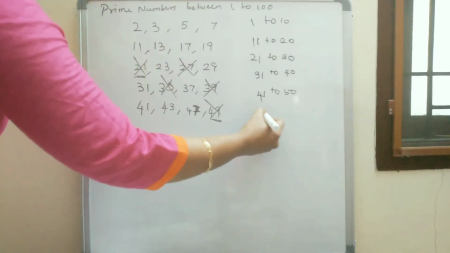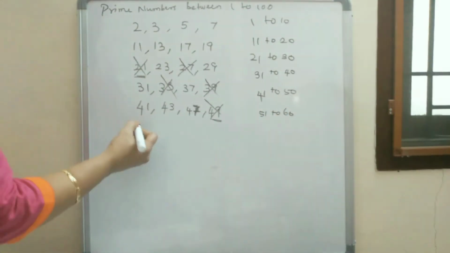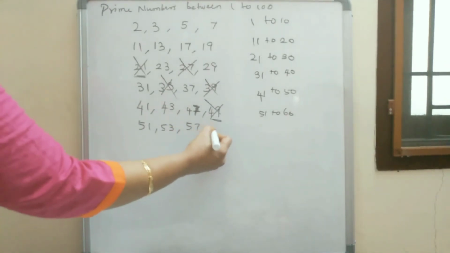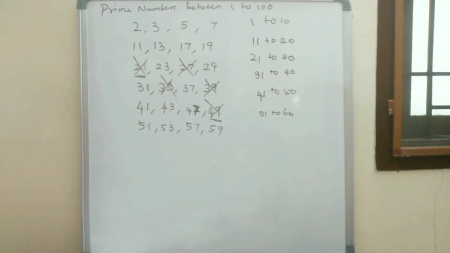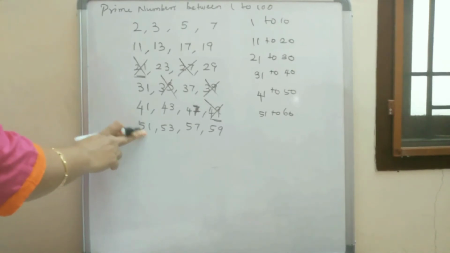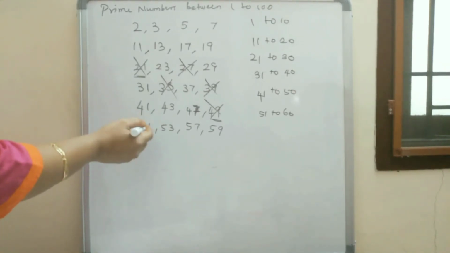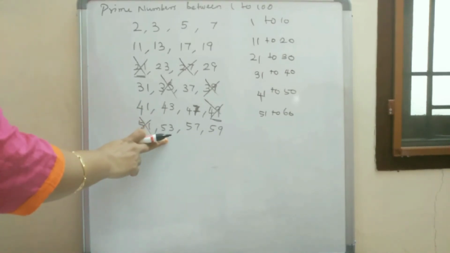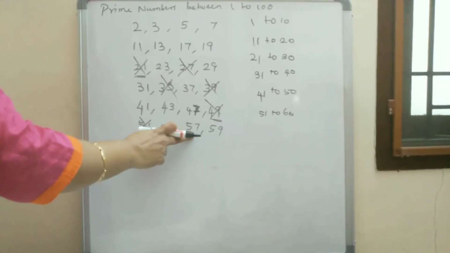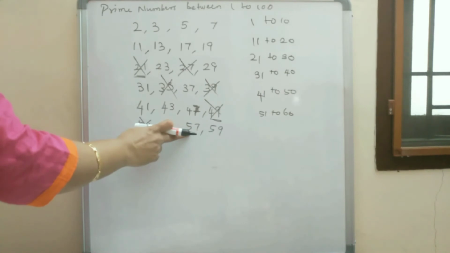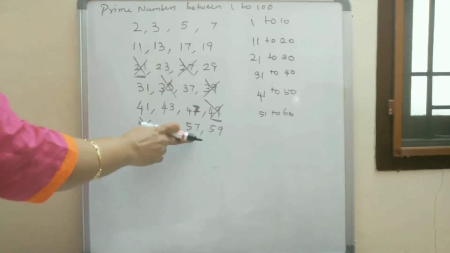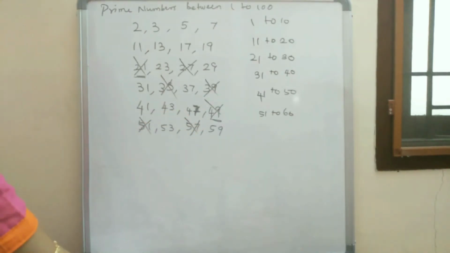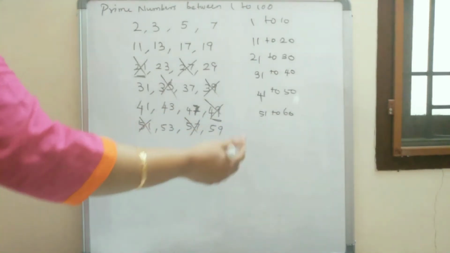Next we are going to see 51 to 60. That is 51, 53, 57 and 59. Now 51: 5 plus 1 is 6. It is divisible by 3, so it is not a prime number. 53 is a prime number. Consider 57: 7 plus 5 is 12, which is divisible by 3, so it is not a prime number. 59 is a prime number.